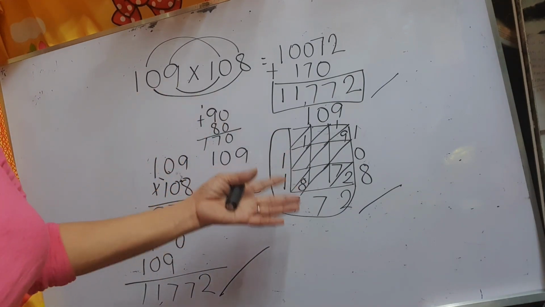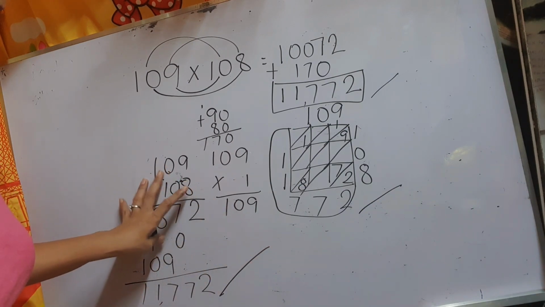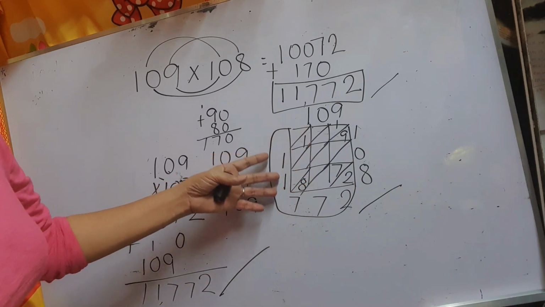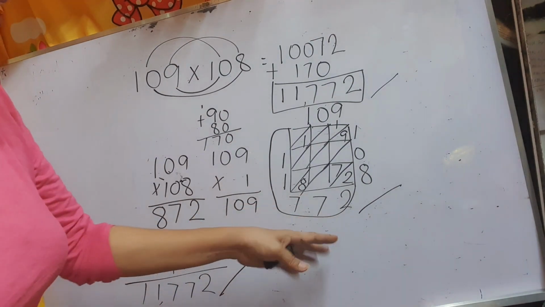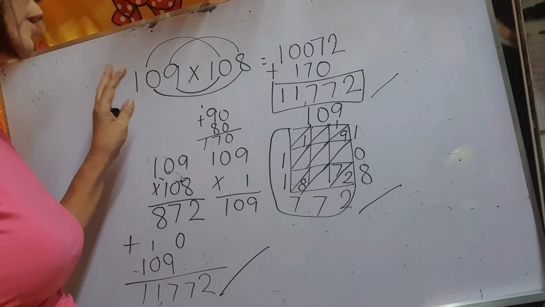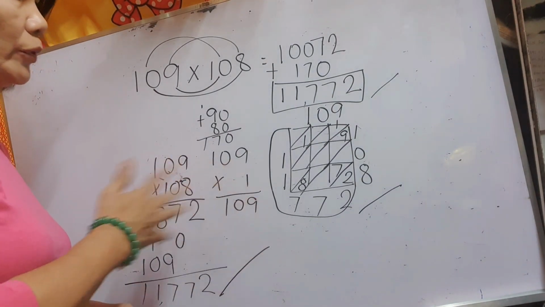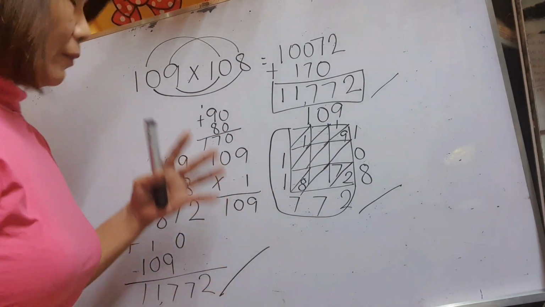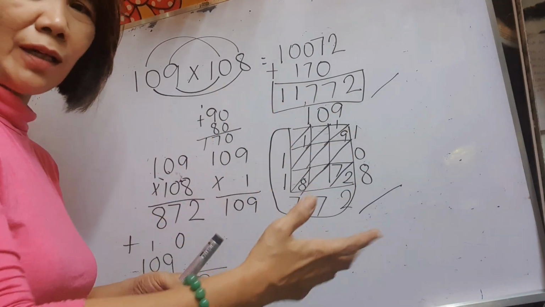No matter what method you are going to use, whether it is the traditional long method, you get the right product, you get the same product. Whether this is now the lattice method that you're going to use, still, you were able to get the same product. As well as here, okay? This is now what we call the matrix, okay? So, we're just trying to make it simple, okay? Ginagawa natin tong madali at nakikita niyo mabagal, okay?